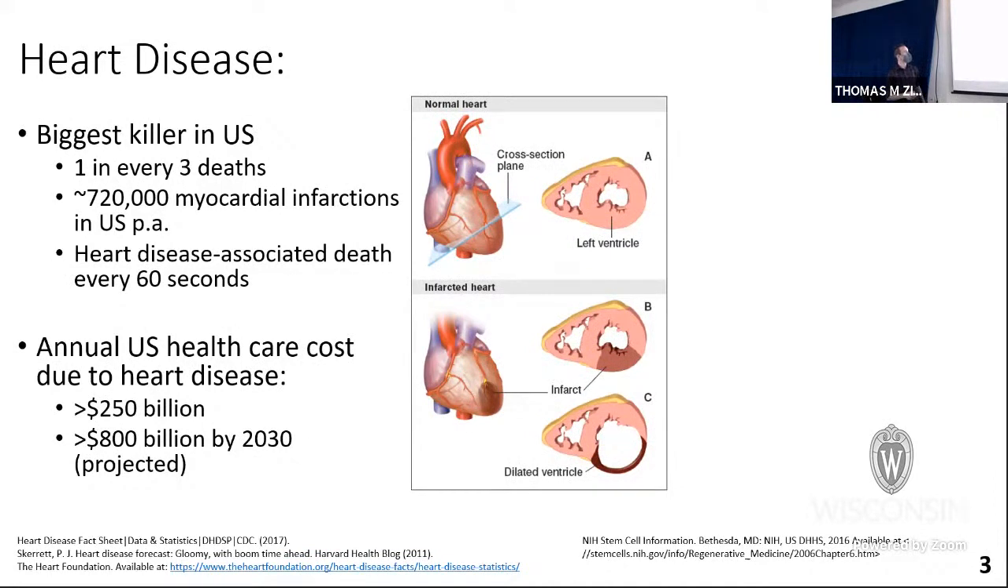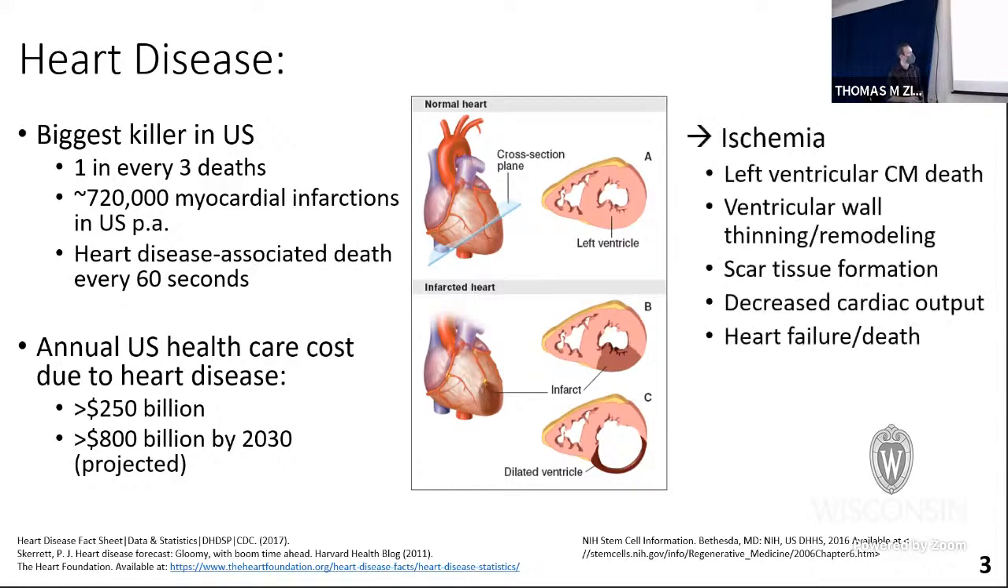So on the top here, we have a normal heart where you can see good muscle tissue morphology. After you have a heart attack, which is essentially loss of oxygen to the heart, you have a significant area of cell death because there's no oxygen able to flow to that region of the heart. This eventually leads to pathologic remodeling.